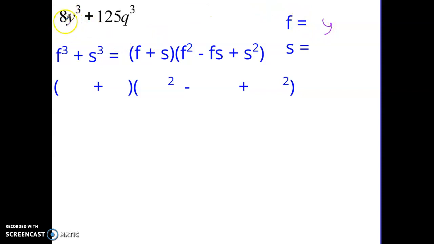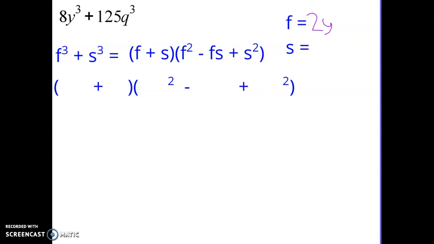Now I have to look at the number. What cubes to be 8? What do I multiply by itself 3 times to get 8? And again, you can use the cube root button on the math screen of your calculator. You can just type things in until you guess it. Somehow or the other, you're going to come to the reason that it's going to be 2y. So 2y cubed is 8y to the third.